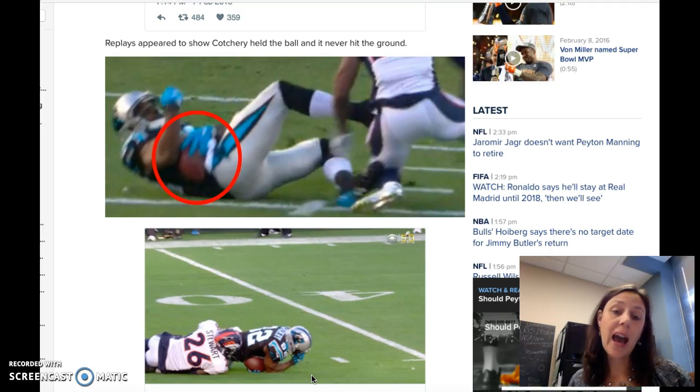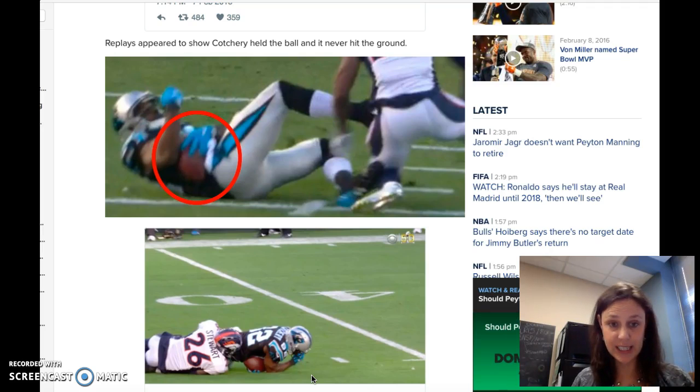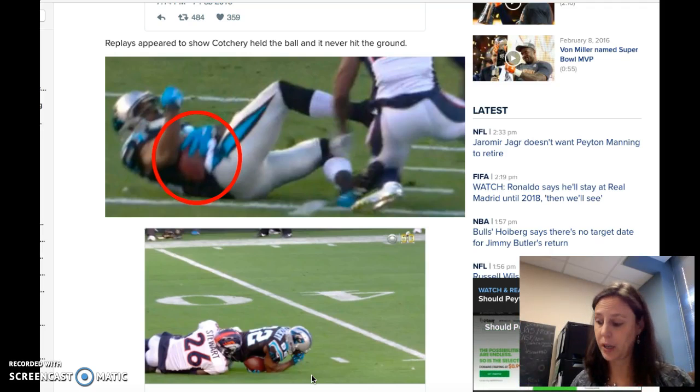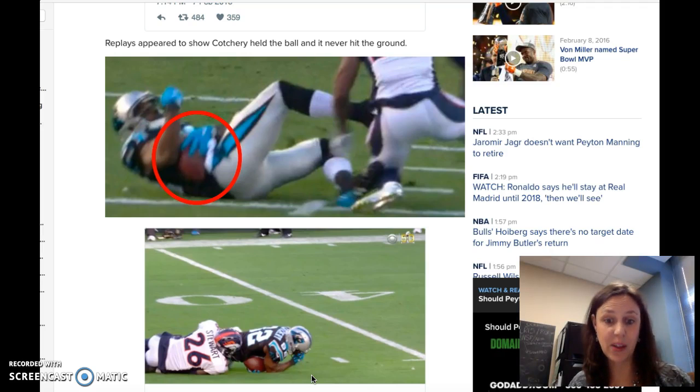So had they reviewed the video and they really did believe that that catch was good, they would have rejected the null hypothesis. And then their conclusion would have been that there was a catch. So that way they would have reversed the ruling on the field.